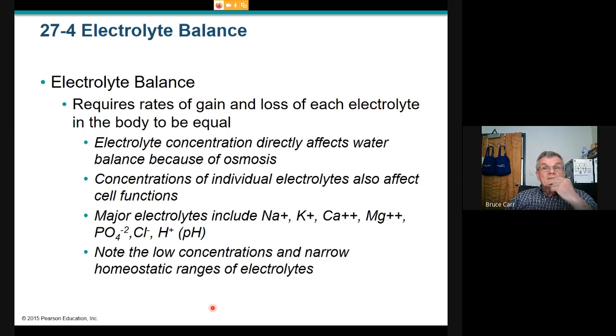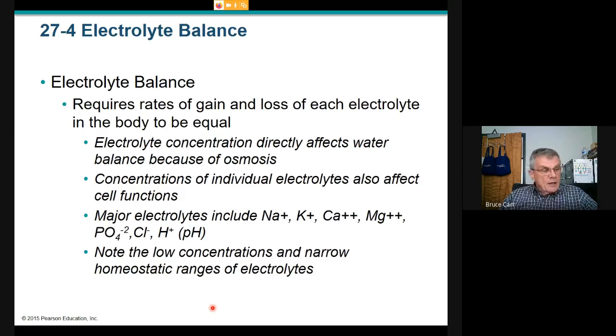Electrolyte balance. Balance is a gain and loss on a daily basis. It's going to affect the water balance and the effect of osmosis. In addition to the ions that we focused on in this chapter, you'll recall back at the blood chapter, we had several general blood proteins: albumin, fibrinogen, globulin. And albumin, the most abundant one, was there for the maintenance of overall osmotic balance.